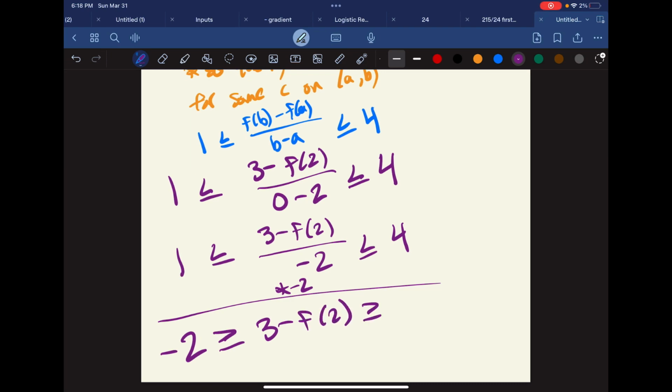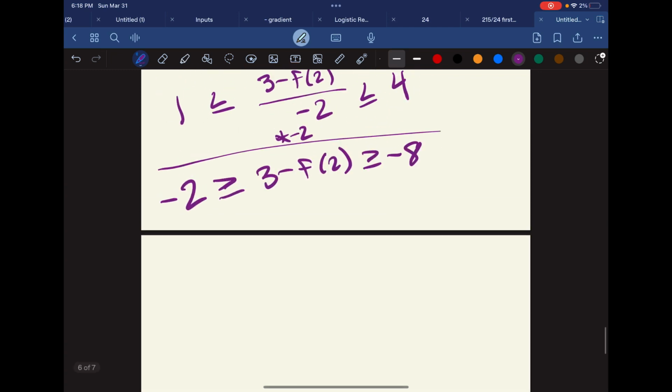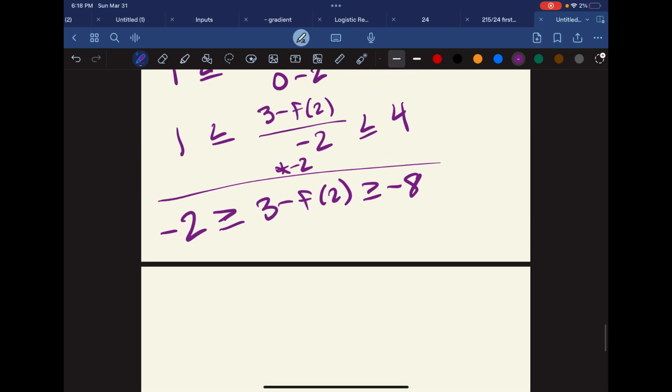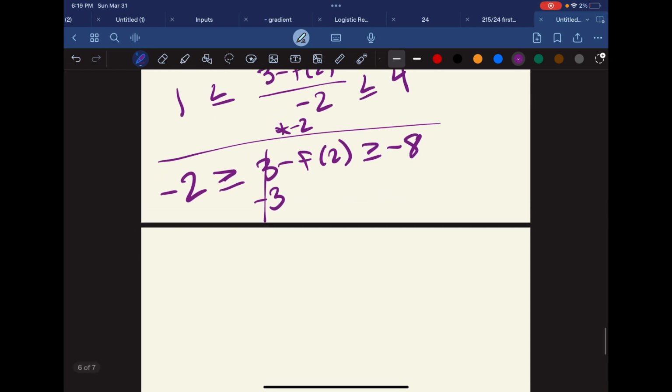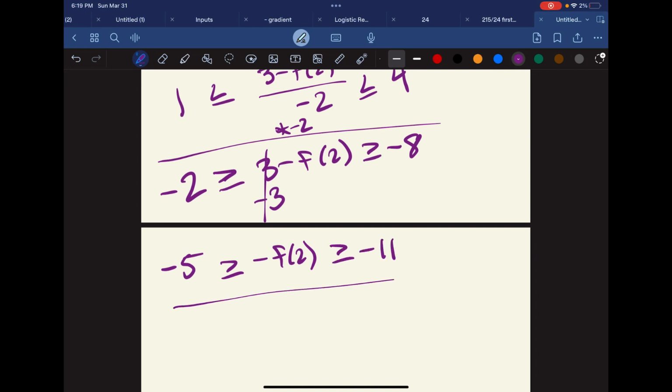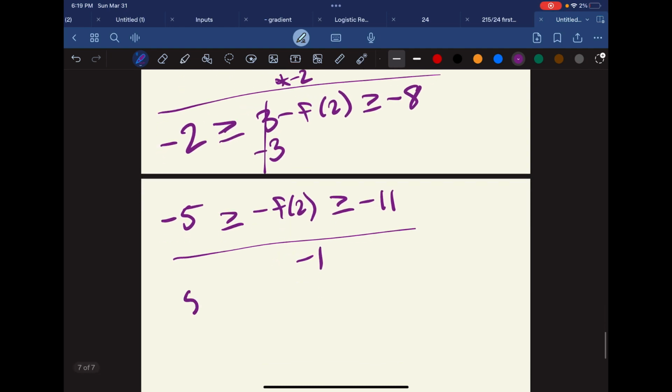So then this would be -8, right? Yeah. So then we want to isolate this f of 2 in the middle, so we're going to minus 3 from both sides. So it's going to be negative 5 and negative 11, respectively. And then we're going to divide by negative 1 again. So it's going to be 5, and then the signs are going to flip again, right?